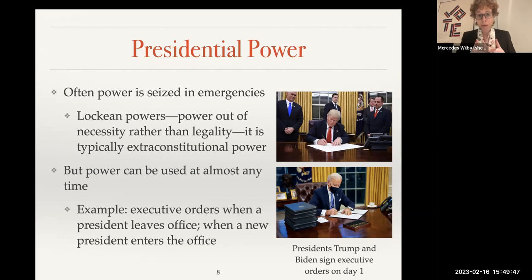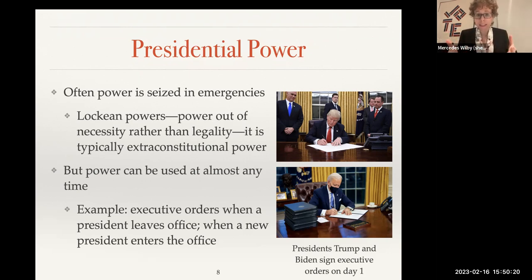Now, the president's power, we talked about, often expanded during crises. This is especially true under President Franklin Roosevelt, who was president both during the Great Depression and the Second World War. So his power expanded quite a bit because we expected him to respond in emergencies. This idea of power that is used to respond to emergency, so power out of necessity, sometimes called Lockean powers, back to John Locke.